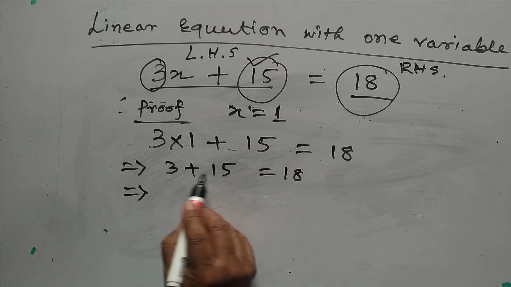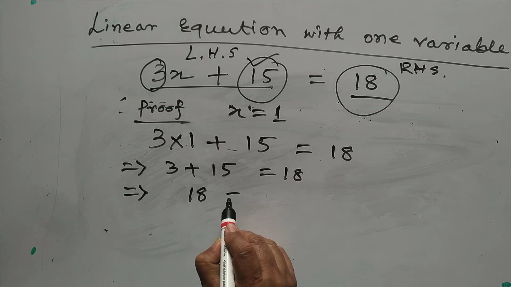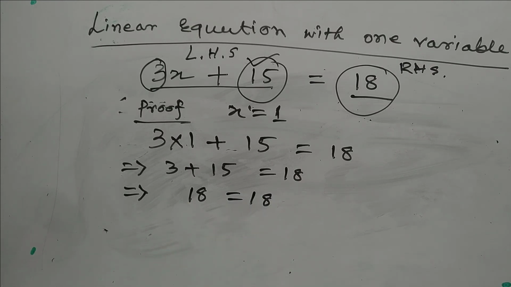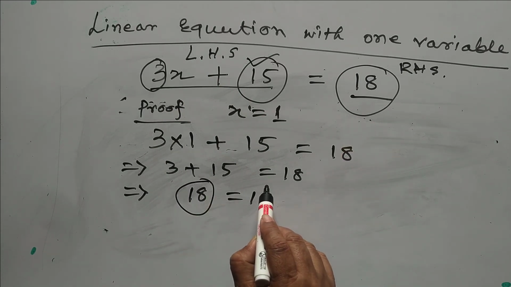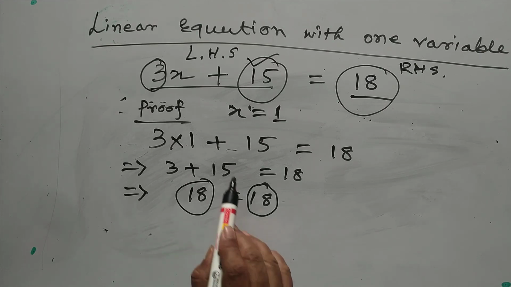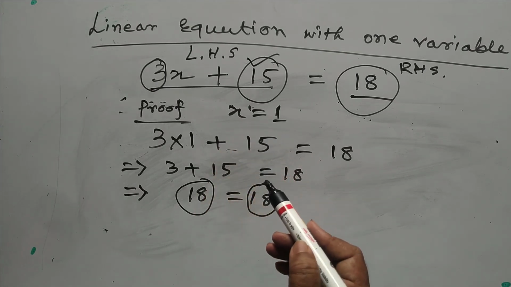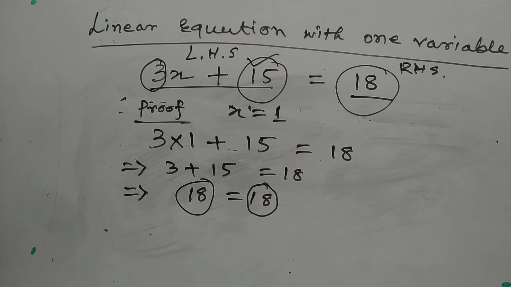That is 3 plus 15 equals 18 equals 18. So from the LH side we have got 18 and the RH side is 18. So the equation is correct. This equals this. We have found the value of x equals 1. It is correct. You can prove it by yourself.